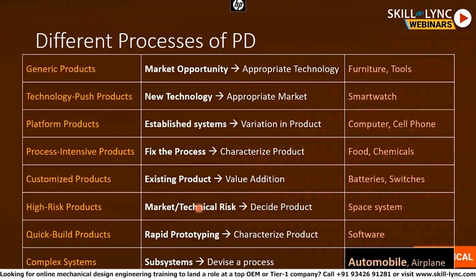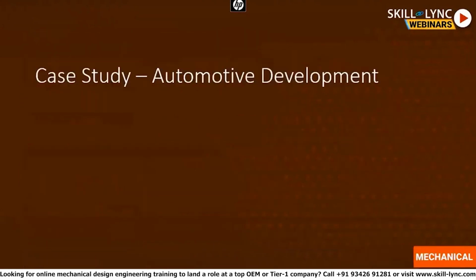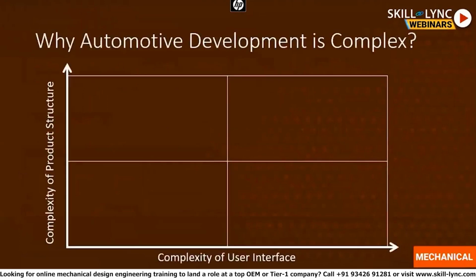Okay, so now we can see a case study of automotive development, which is my core field of work, in the further slides. Okay, at first we need to understand why the automotive development is complex. Everyone says, okay, automobile development is complex. It takes a lot of time. It takes a lot of efforts, a lot of technical stuff, etc. But why is it complex?